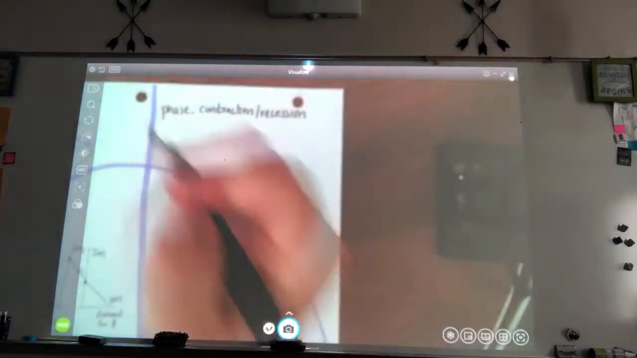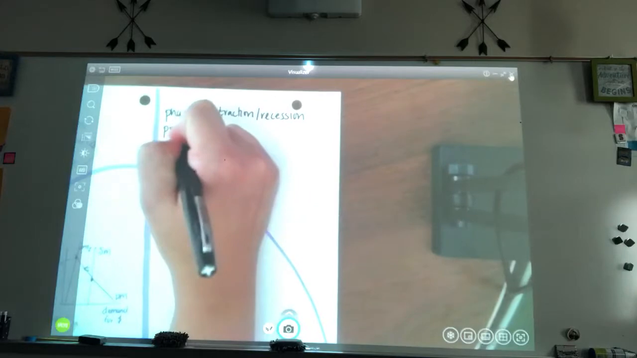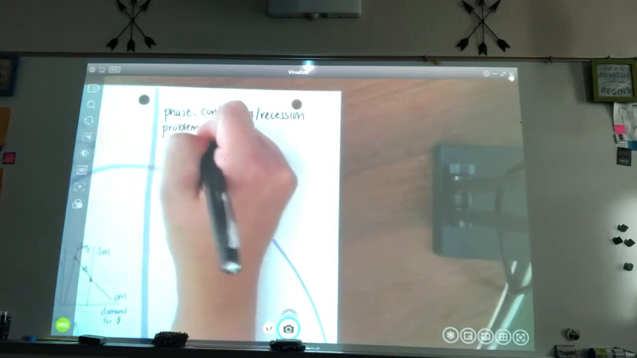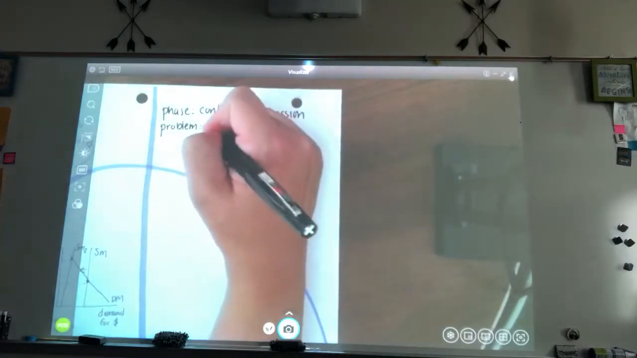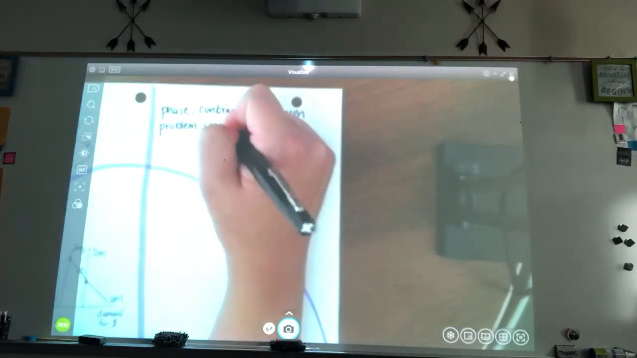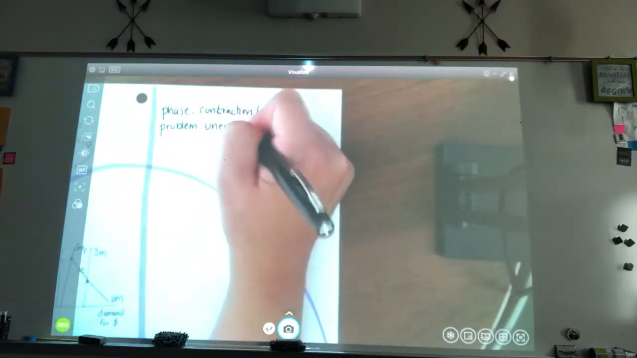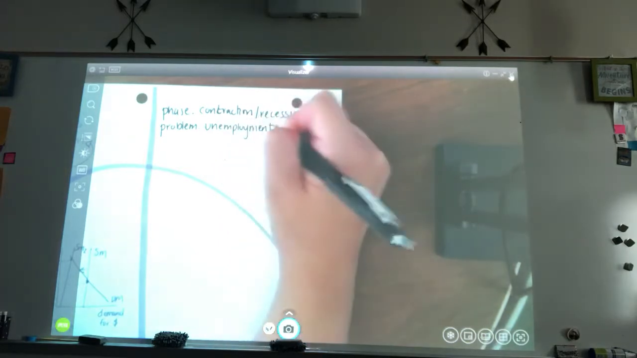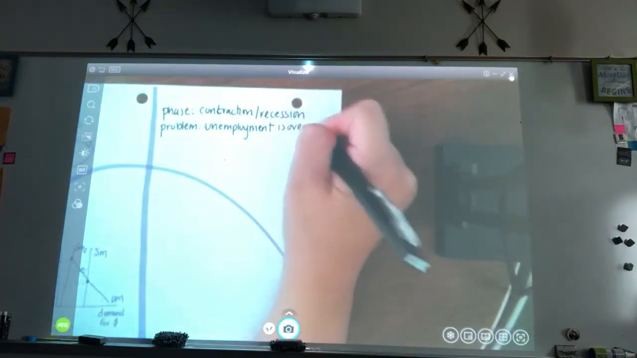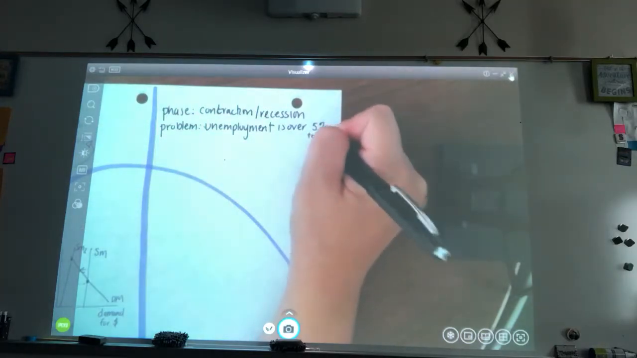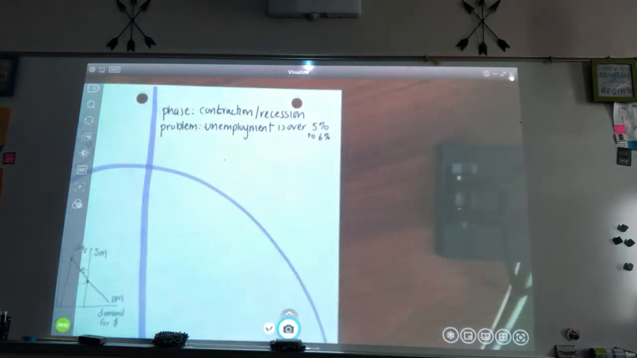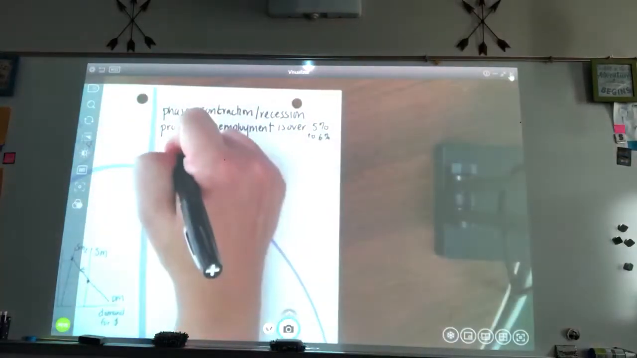So our problem over here, we said it was inflation on the other side. What is our problem on this side? Deflation. Not deflation, unemployment. Unemployment is over what? 6%? 5 to 6%. We like to see our unemployment around that number. Right now it's about 3. So what are we in? Expansion.